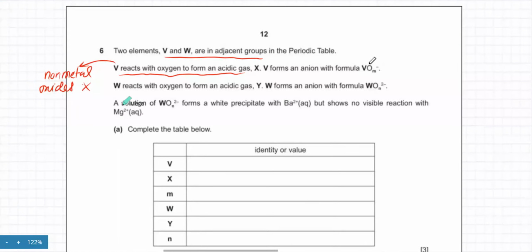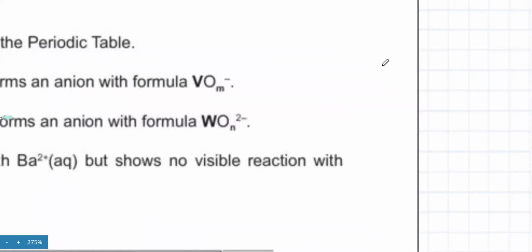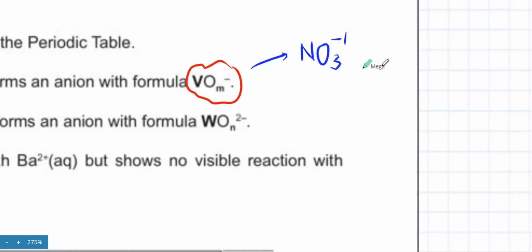And then V forms an anion with the formula VOM minus 1, so it has a charge of minus 1. What we can do is think of non-metal anions that have a minus 1 charge. One example that comes to mind, and I only have one example in my mind, is NO3 minus 1, or it could be NO2 minus 1. Because the other non-metal anions are usually minus 2 or minus 3.